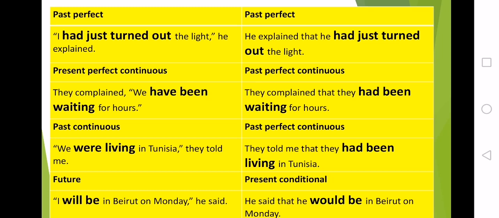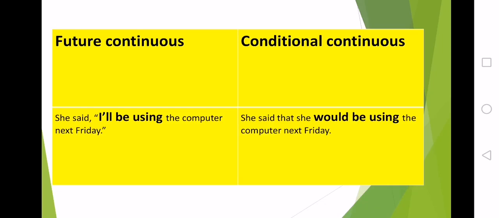Future will become present conditional. "I will be in Beirut on Monday," he said. He said that he would be in Beirut on Monday, so the word "will" became "would." And last, future continuous became conditional continuous. She said, "I'll be using the computer next Friday." She said that she would be using the computer next Friday. So as the previous one, "will" becomes "would."